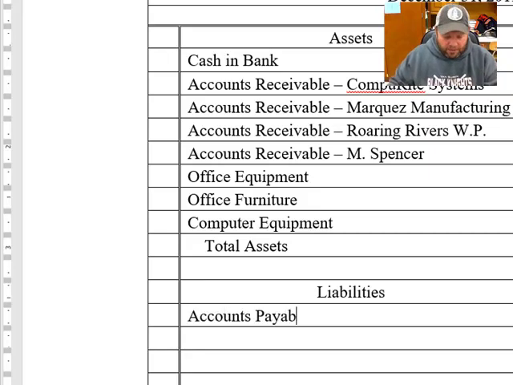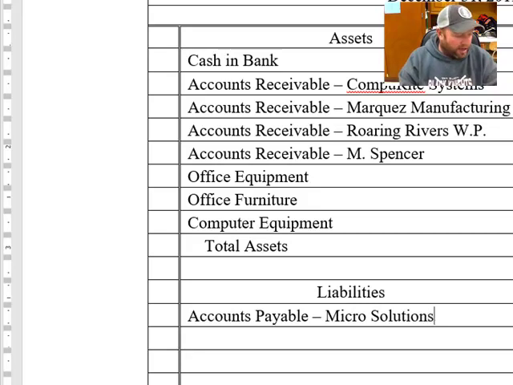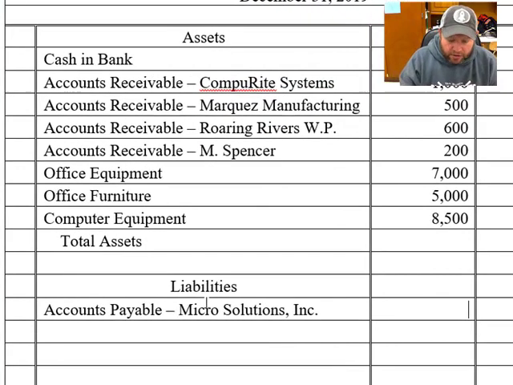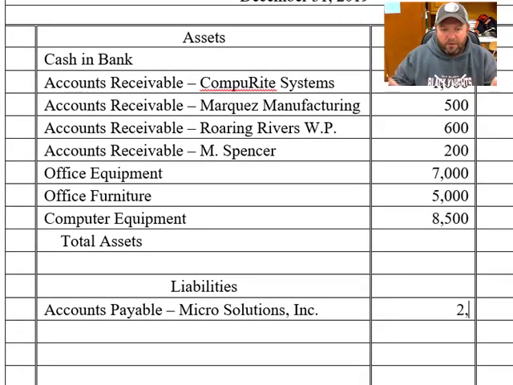So accounts payable, and so I don't have to type that word over and over again, I'm going to copy that. And our first one is Micro Solutions Incorporated. All right, we owe them $2,800. Bought some computers from them, something along those lines.